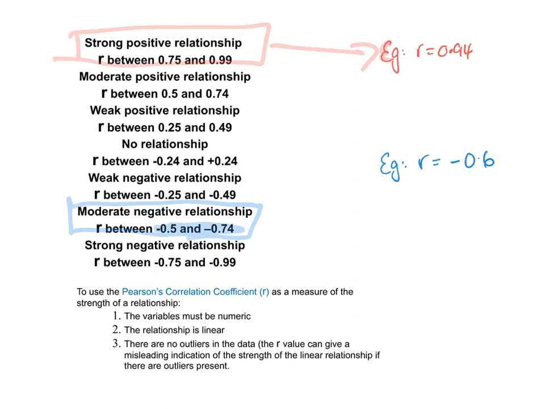Yours is in color, so it's a little bit easier, I reckon, to follow. Okay? The R value can be positive or it can be negative. If your line is negative, it'll be negative. If your line is positive, it'll be positive.